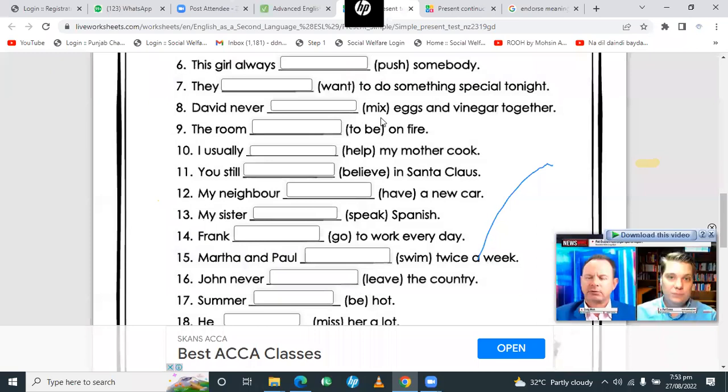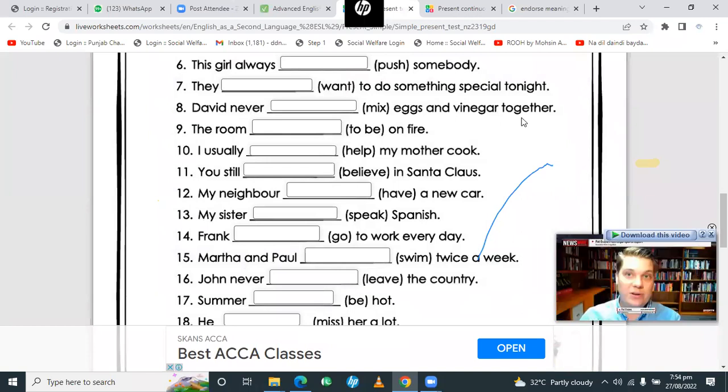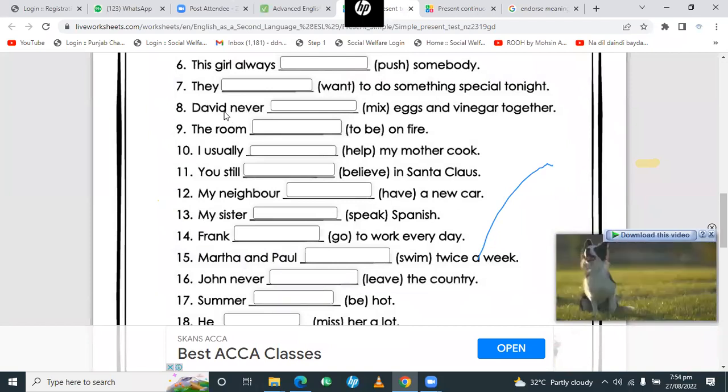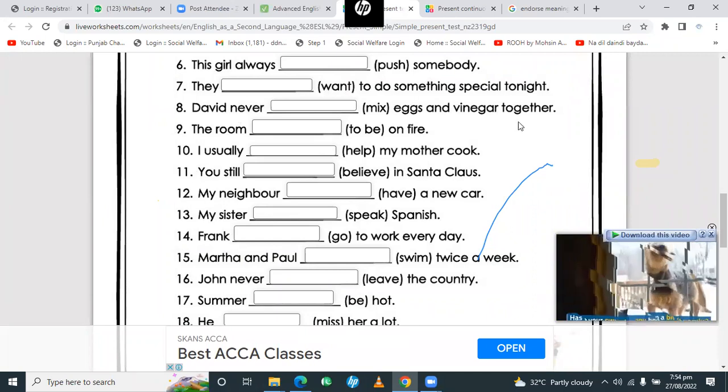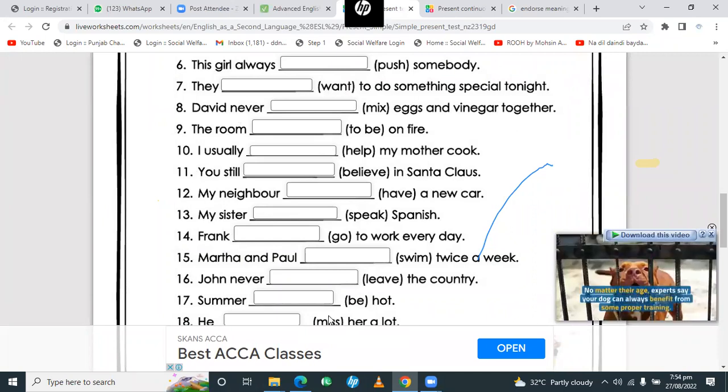Mixes. Convert into negative. David never. Just skip this never because it will give you double negative sense. David mixes eggs and vinegar together. Doesn't mix. Yes. Now just skip this never and convert the same sentence into interrogative. Does David mix? Yes. Does David mix eggs and vinegar together? Okay, fine. I think it is understood now.